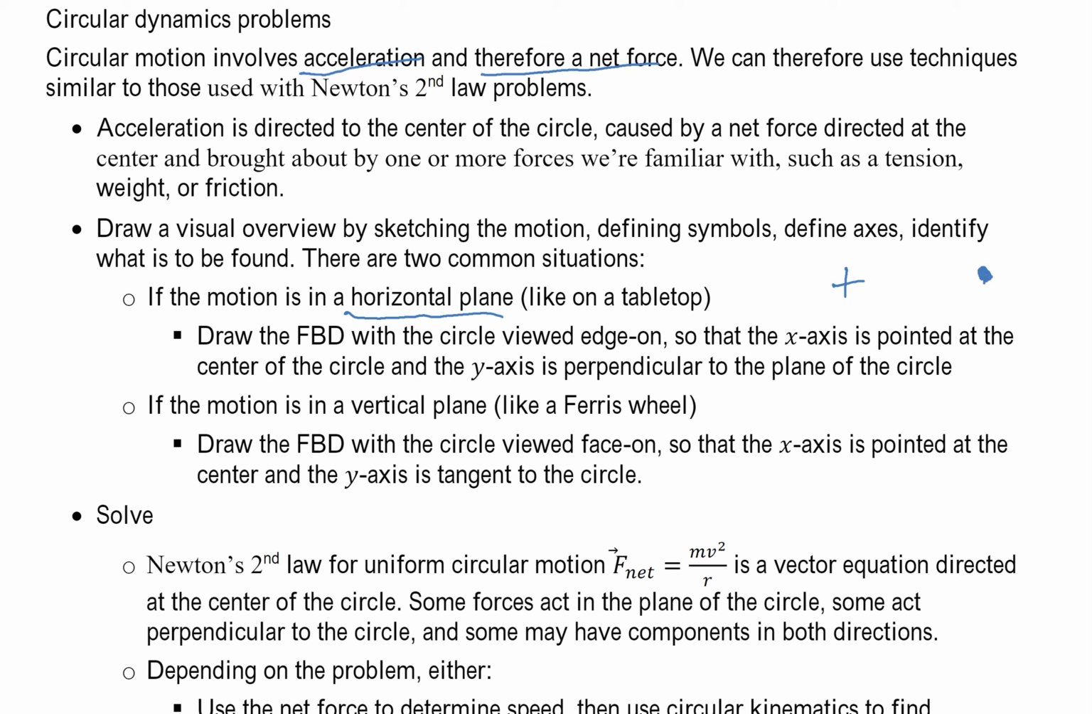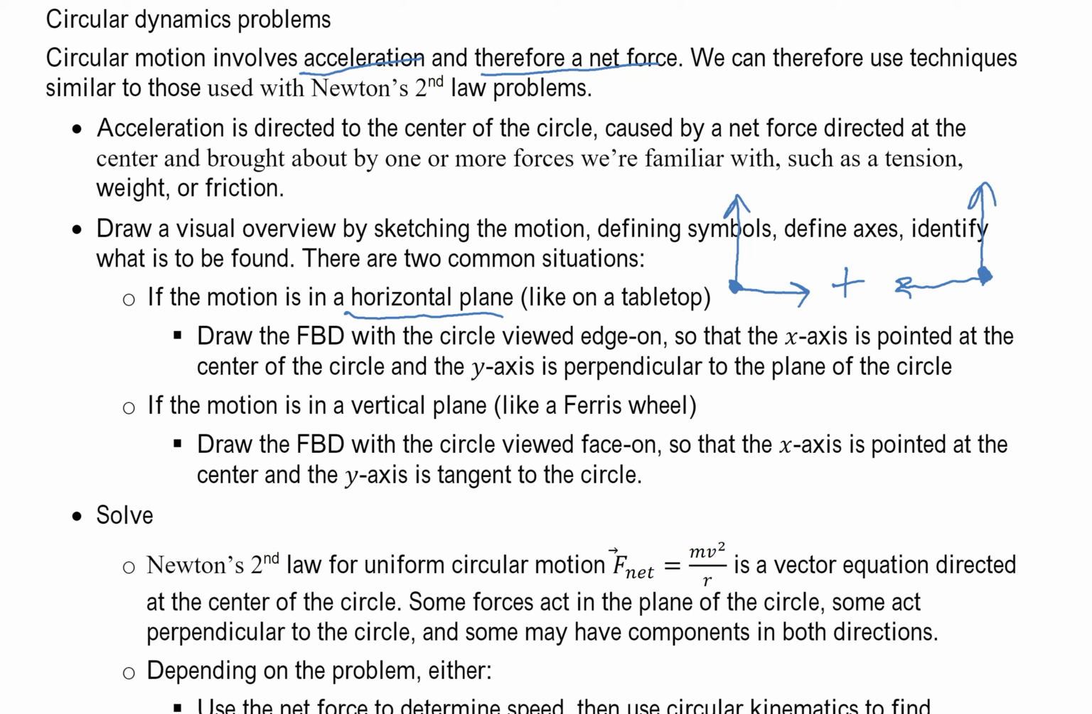We're going to take the x-axis and point it toward the center of the circle, and we're going to take the y-axis and make it perpendicular to the x-axis, okay? You see how that looks just like every other axis that we've ever drawn? Okay, so that's if we're in a horizontal plane.